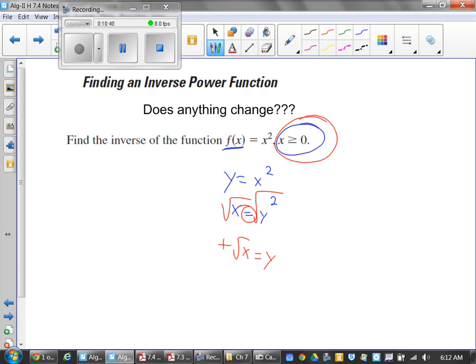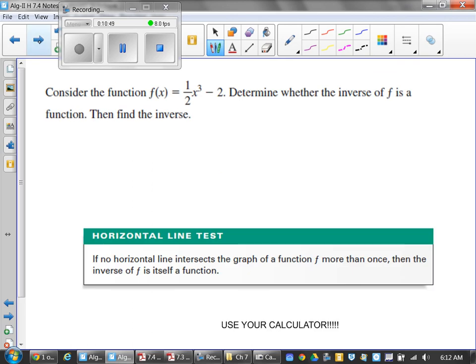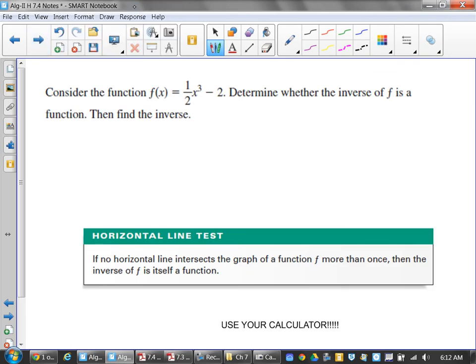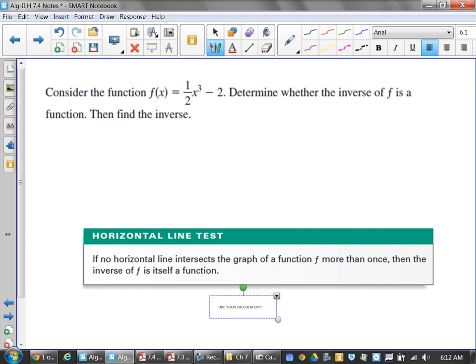Okay? The rules don't change at all when you're dealing with power functions. You do the same thing. You flip-flop x and y and you solve. Let's do this. Since we're not going to have a calculator on our quiz, I'm not going to worry about doing graphing of this right now. I just want to work with this equation and find its inverse.